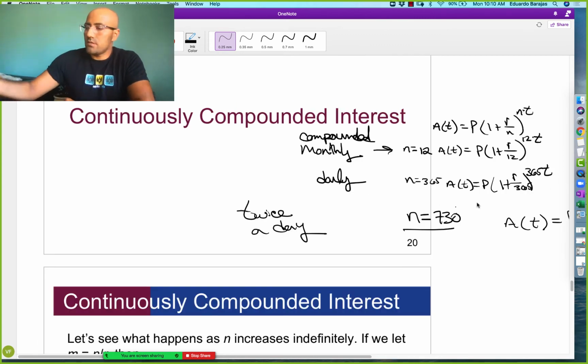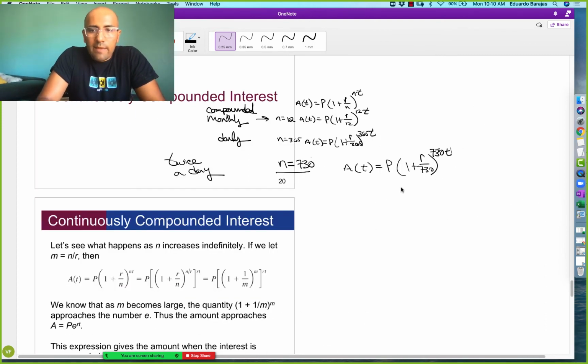Okay, we want to keep going. What happens as n grows? Not compounded twice a day. How about compounded 3 times a day? How many times will that be in a whole year? Compounded every hour, every minute, every second. We want to increase the number of times we compound until we get to infinity, and we want to explore what happens there. And so that's what this little algebraic manipulation here is doing.